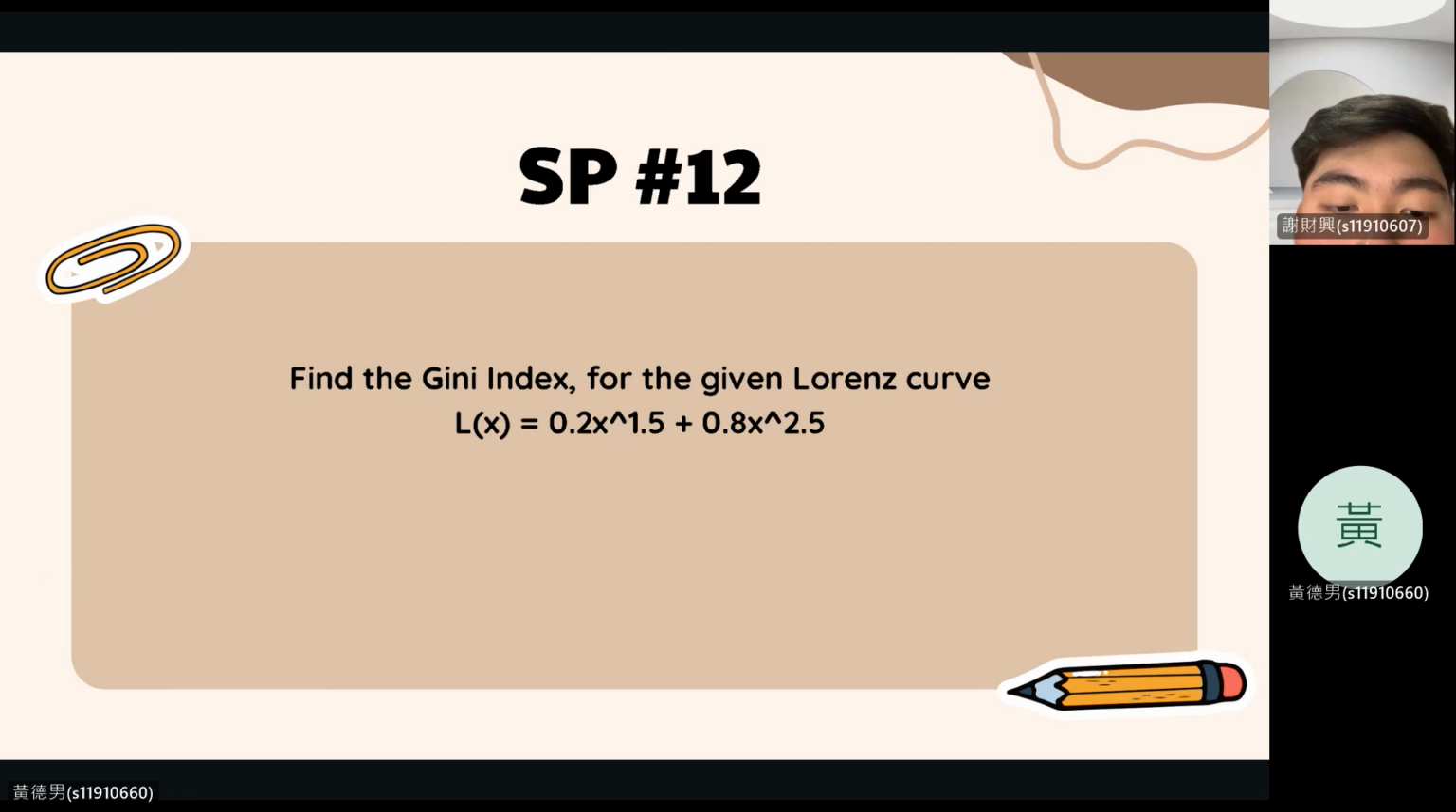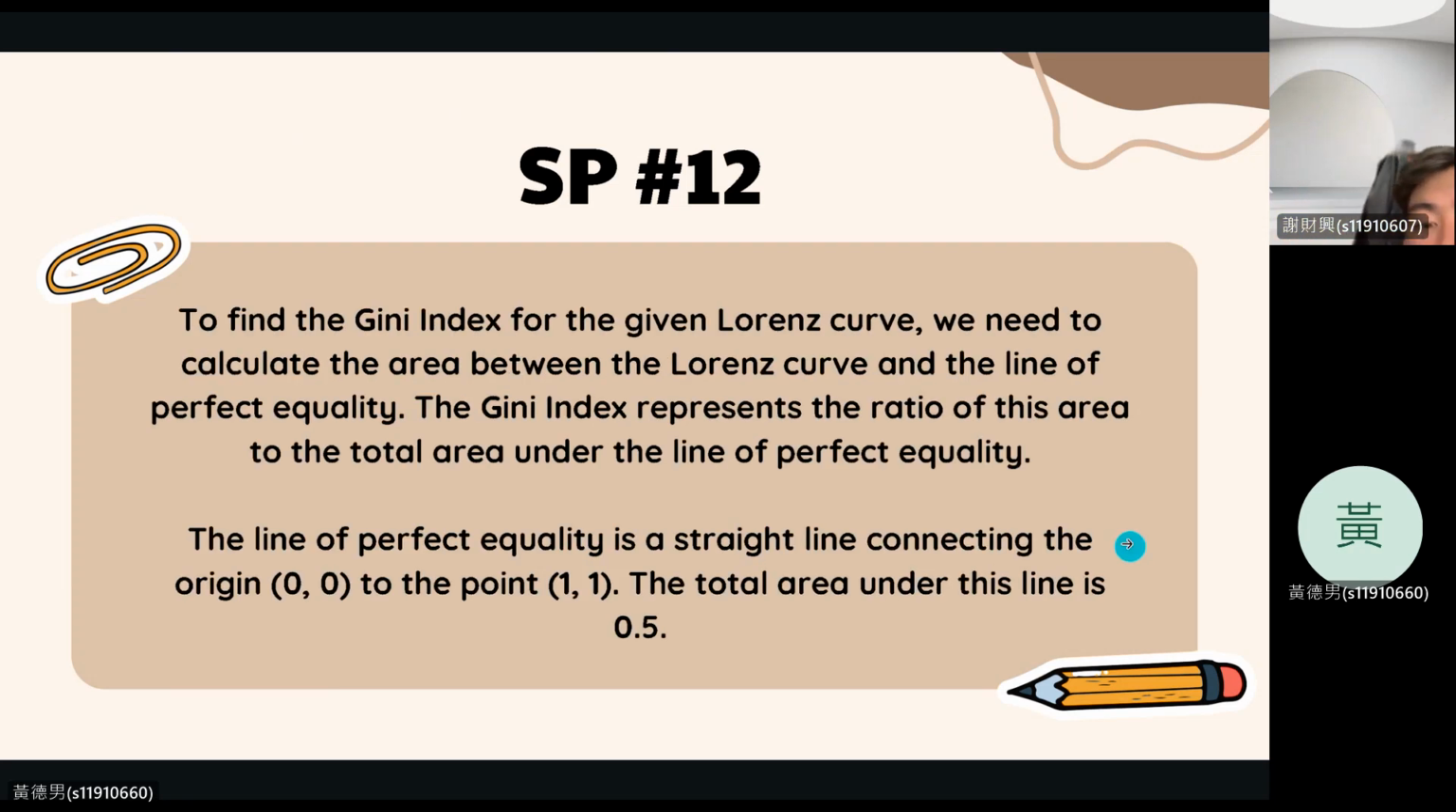Find the Gini index for the given Lorenz curve. So L(x) equals 0.2x to the power of 1.5 plus 0.8x to the power of 2.5. So this is a brief explanation for the supplementary problem number 12.